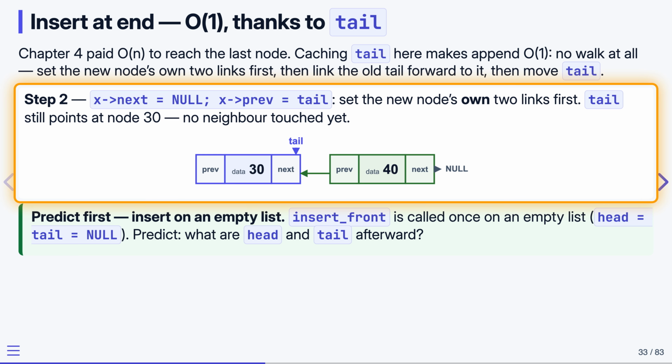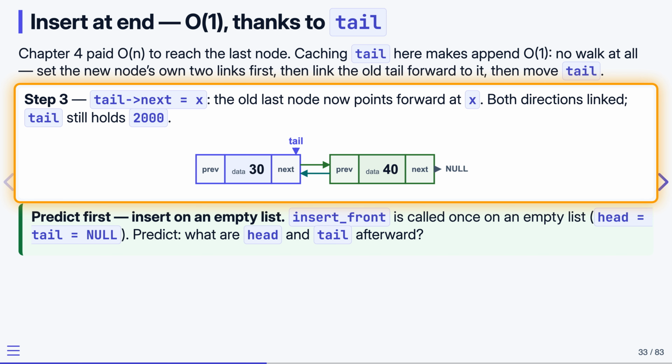Step 2. We set the new node's 2 links first. We set X arrow next to null because it will be the last node. And we set X arrow prev to tail. So node 40 now points back at the old last node, but tail itself has not moved and the old last node does not point at us yet.